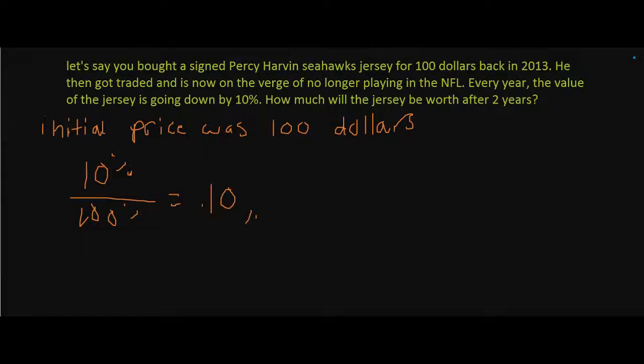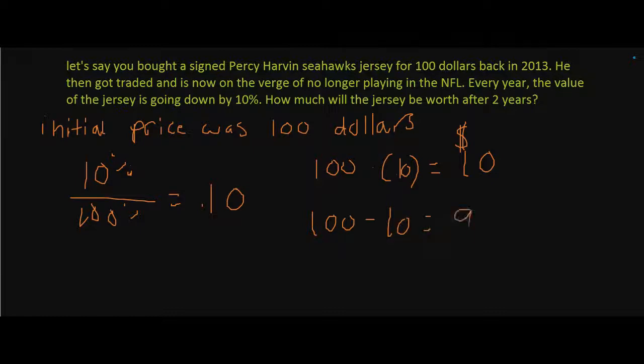Alright, so if we take $100 and we multiply it by 0.10, this is going to tell us how much is 10% of 100. Now it should be $10, but you can always check on your calculator. So it's $10. Alright, so we're going to have 100 minus $10, and we're going to get the value after the first year. So 10% of 100 is $10, so it's going to lose $10, and we're going to be keeping 90% after the first year. So the jersey will be worth $90 after the first year.